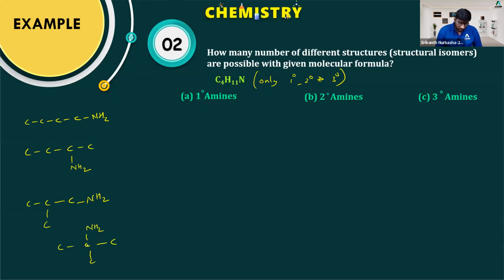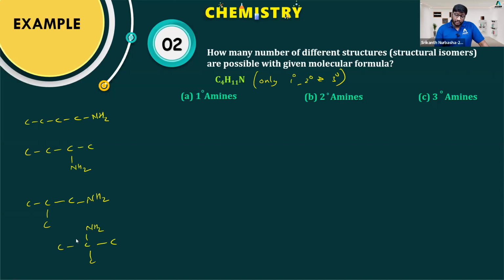3 carbons are there, but the position of NH2 is different now. Any other possibility of primary amine? I cannot reduce to 2 carbons, right? Because I have to always keep substitutions. So these are the only primary amines possible.